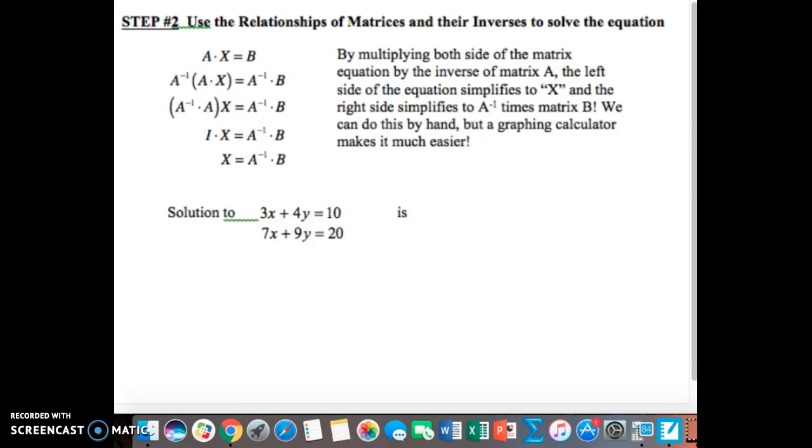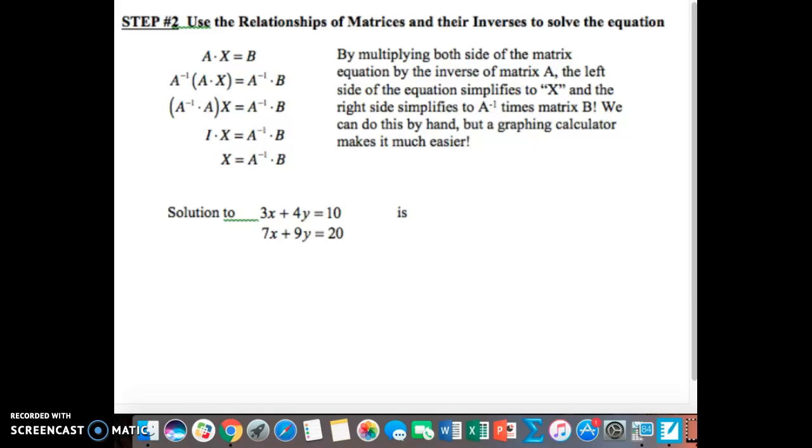Any time we multiply by a matrix, we need to be sure that if we multiply on the left-hand side of one side, we multiply on the left-hand side of the other side. Notice that I cannot multiply by A inverse on the left-hand side on one side and then multiply by A inverse on the right-hand side on the other side. We're not allowed to do that. That's why if you multiply by A inverse on the left, you must multiply by A inverse on the left on both sides of the equation. So, of course, we can do this by hand, but using a graphing calculator makes it much easier.